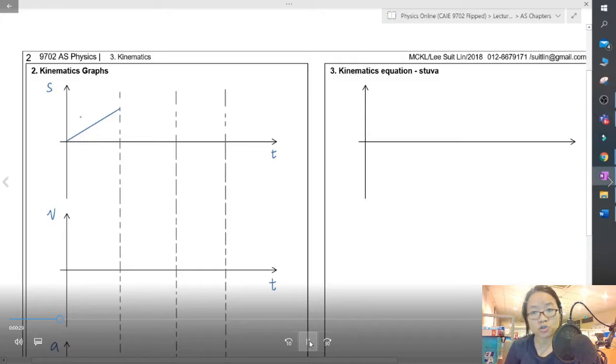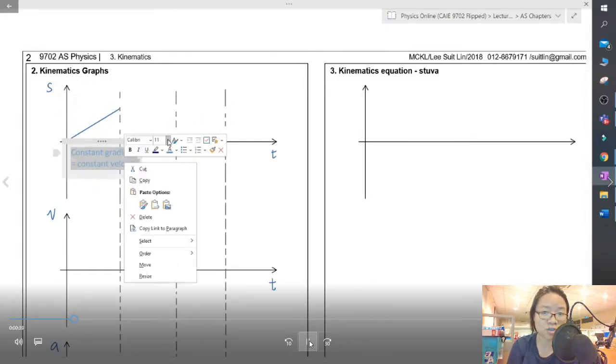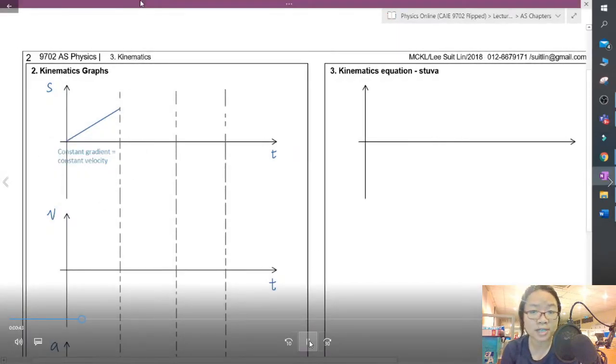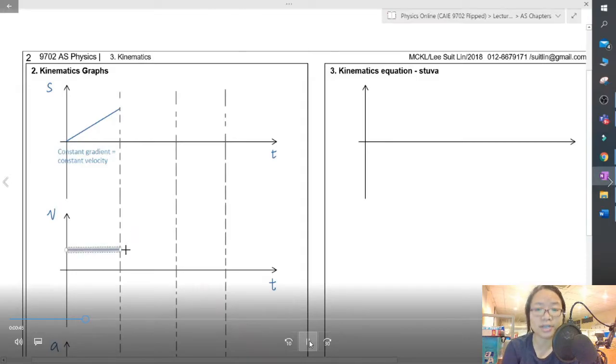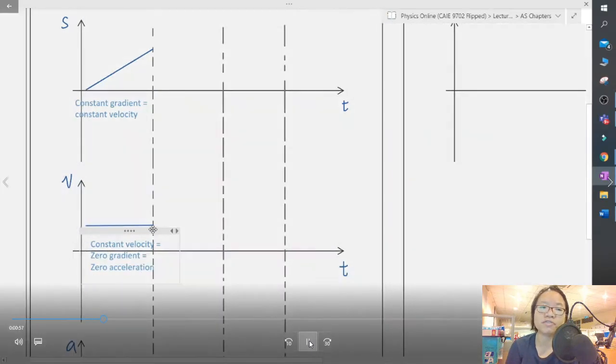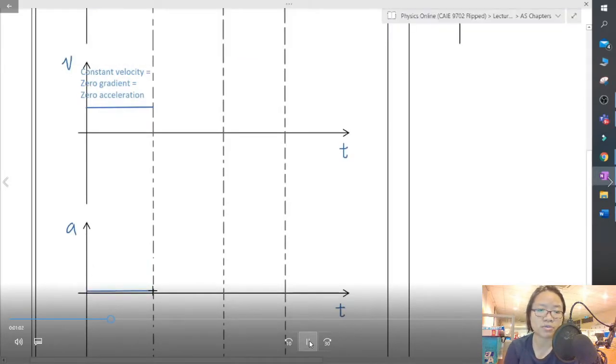Let's say now I draw a straight line. This straight line shows you a constant gradient. So this means a constant velocity, since if you've watched the first video, you would know that the gradient of the displacement against time graph shows us velocity. So constant gradient, you will get constant velocity. Constant velocity here means zero gradient on the VT graph, and as usual, the gradient of the VT graph will give you acceleration. Hence, zero gradient, zero acceleration.